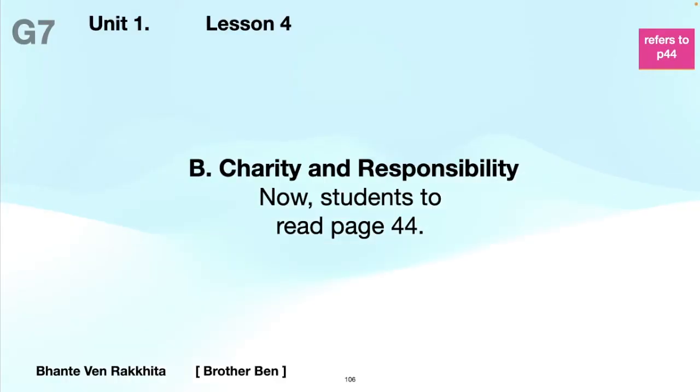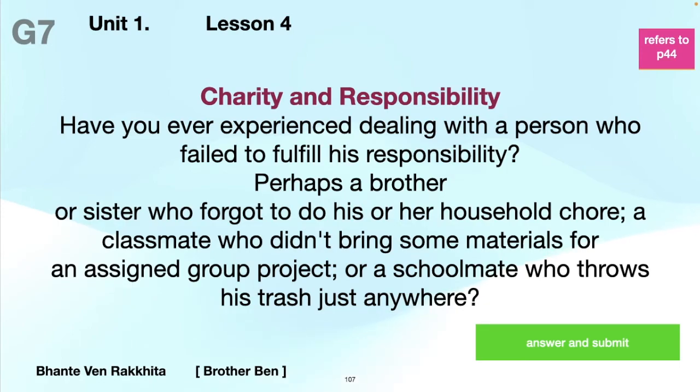So we're on to charity and responsibility on page 44. Have you ever experienced dealing with a person who failed to fulfill his or her responsibility? Perhaps this is what you can answer there. Answer and submit. Perhaps a brother or sister who forgot to do his or her household chore, a classmate who didn't bring some materials for an assigned group project, or a schoolmate who throws his or her trash anywhere. How about that?